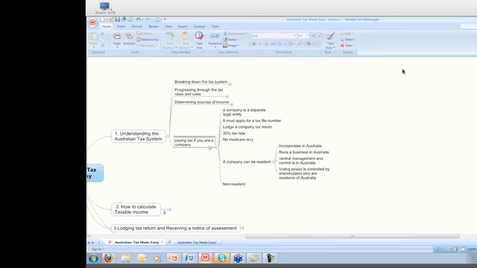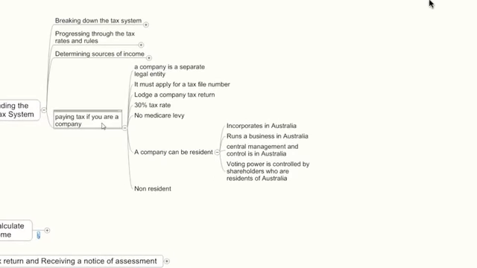Okay, so if you are a company, then the company pays 30% tax, and there's no Medicare levy for a company, and the company can be resident or non-resident. So if the company is incorporated in Australia and all the management and everyone is in Australia, then that's a resident company in Australia. Or if it's controlled by overseas and all that, then that's non-resident.